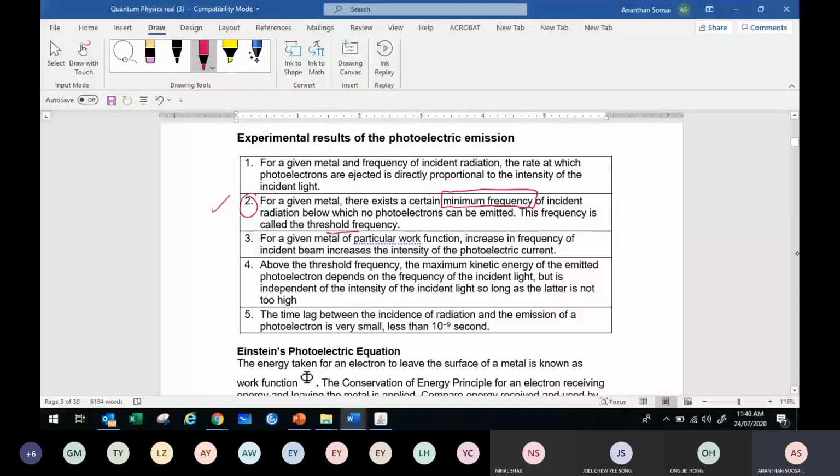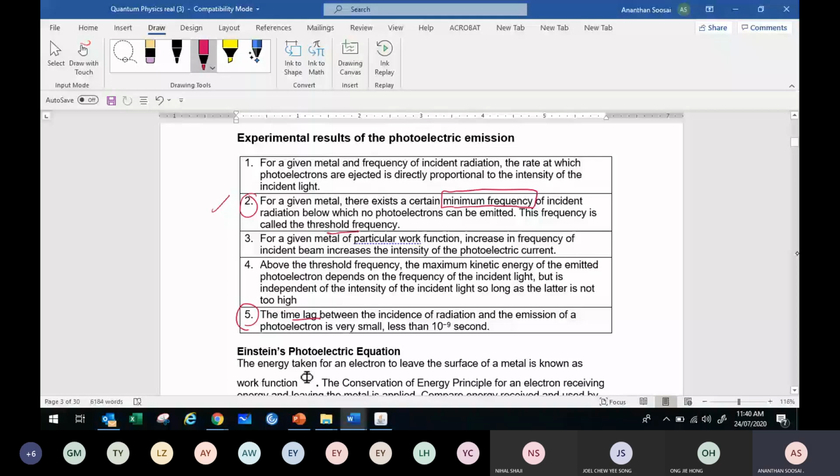Second evidence, the threshold energy. The fifth one, time lag. The time lag between the incident radiation and the emission of photoelectrons is very, very small. But the wave theory predicted there should be a time delay, must have a time delay. But what has been observed? No time delay.